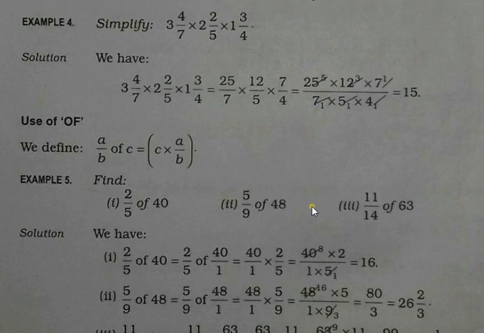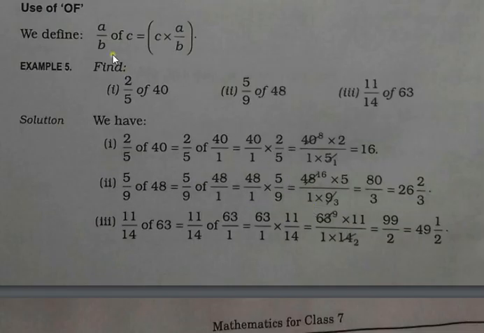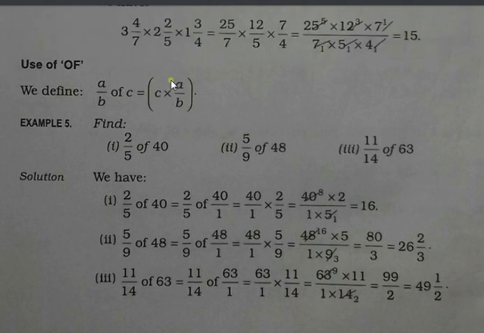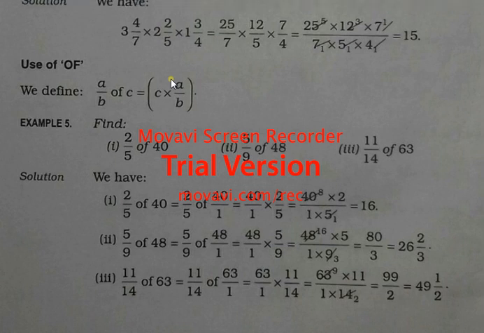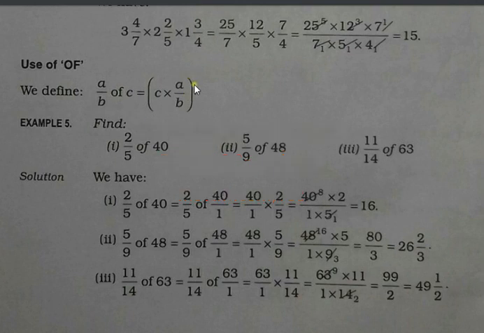I'm just coming down. You can see here it is about the use of "of". So what does "of" mean? We define a by b of c as c into a by b, or you can also write a by b into c. "Of" means multiply over here.